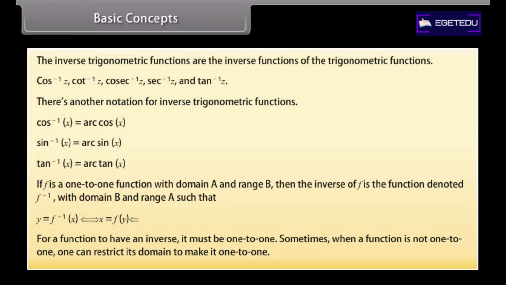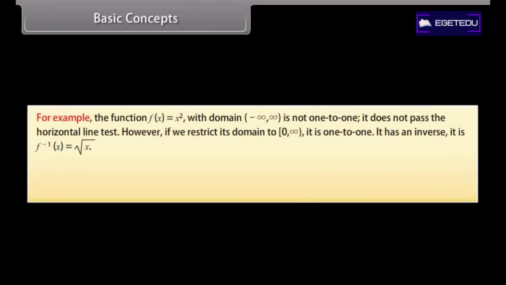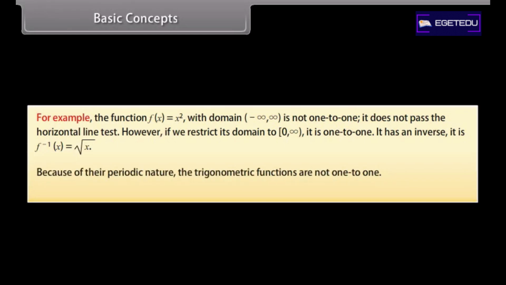Sometimes, when a function is not one-to-one, one can restrict its domain to make it one-to-one. For example, the function f of x is equal to x squared with domain negative infinity to infinity is not one-to-one. It does not pass the horizontal line test. However, if we restrict its domain to 0 to infinity, it is one-to-one. It has an inverse, f inverse of x equal to the square root of x. Because of their periodic nature, the trigonometric functions are not one-to-one.